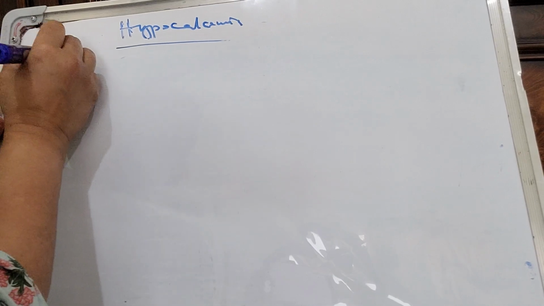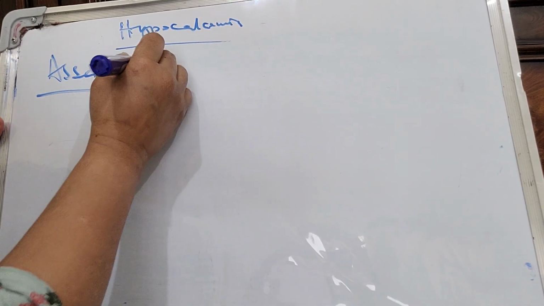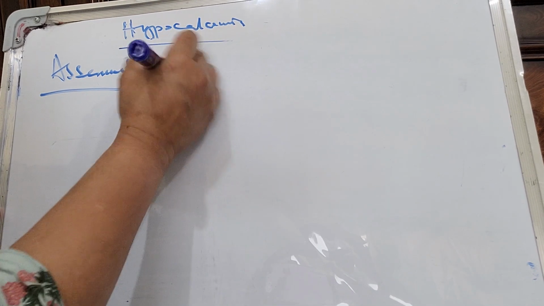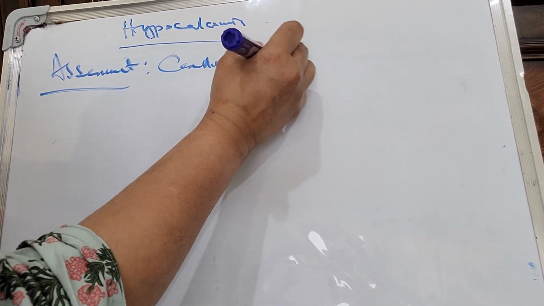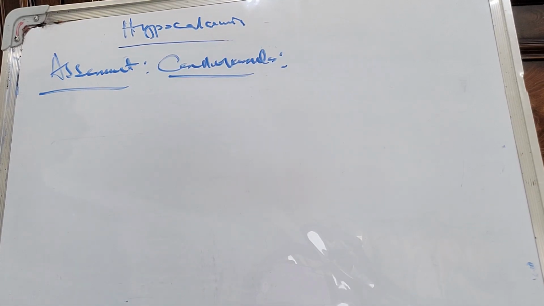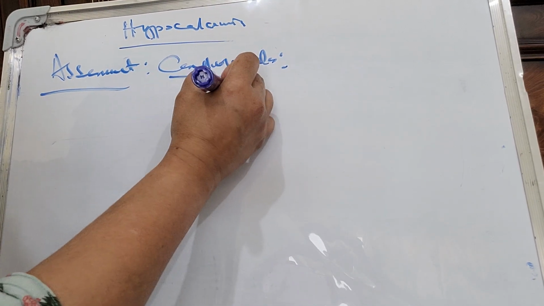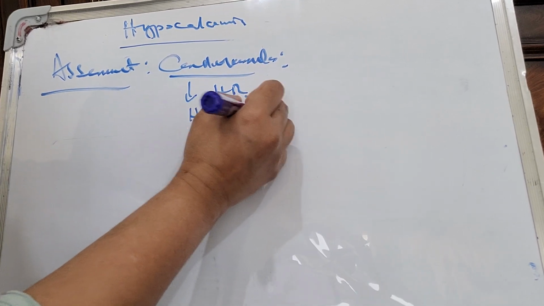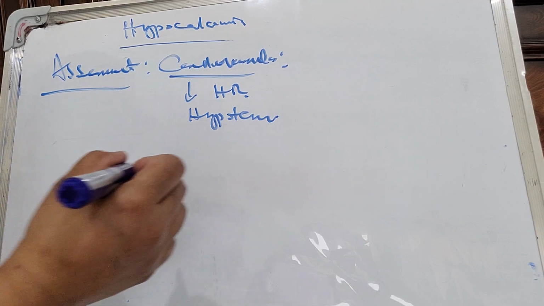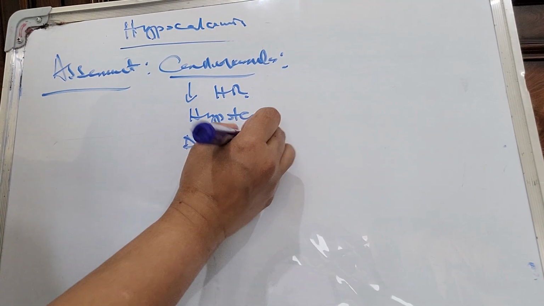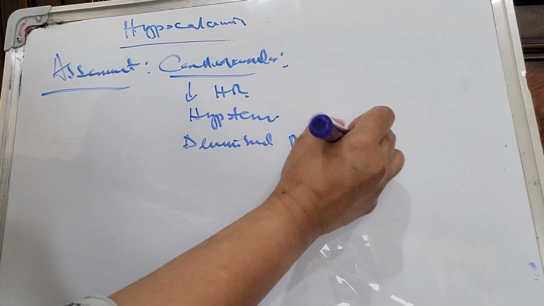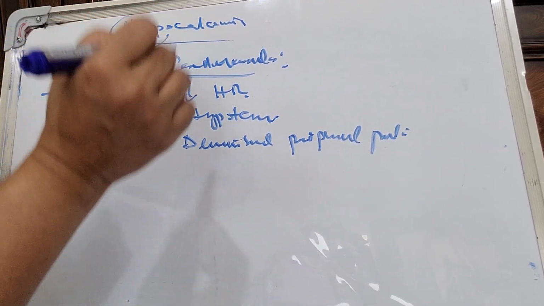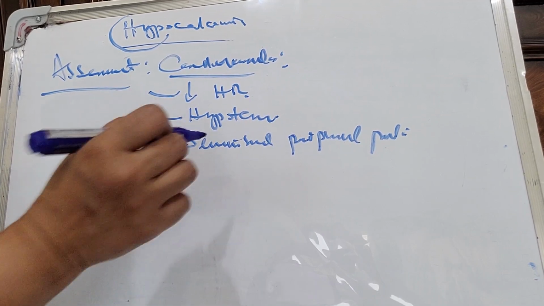Now assessment. How will we assess a patient with hypocalcemia? We will talk system by system. In the cardiovascular system, the patient has decreased heart rate. Number 2, hypotension. Number 3, diminished peripheral pulses. The patient has a hypo condition, so heart rate is low, hypotension, and diminished peripheral pulses.